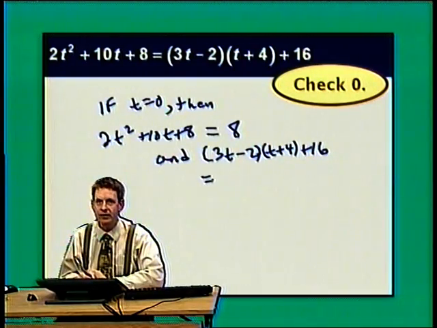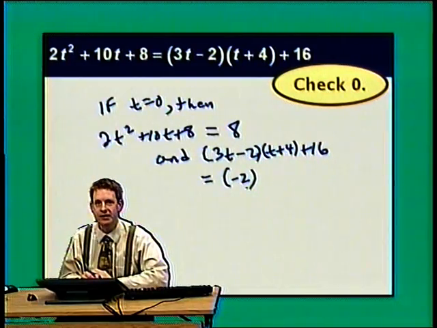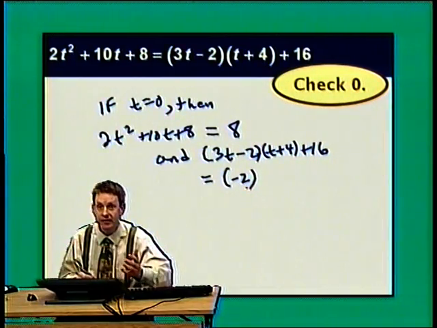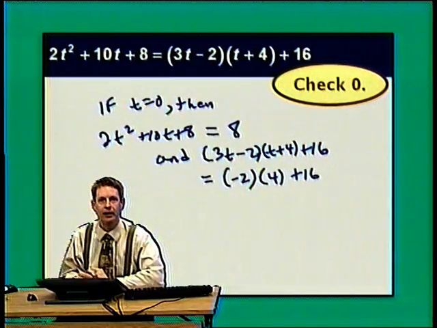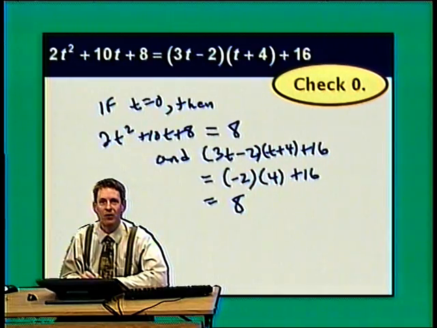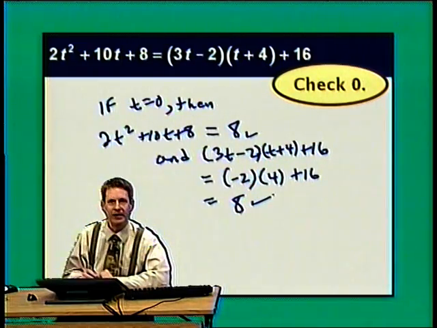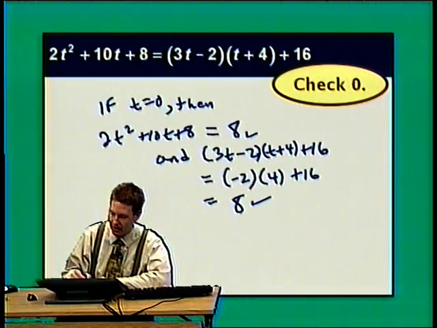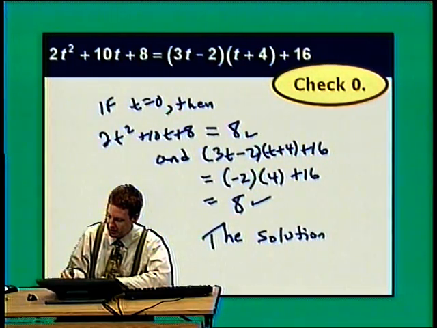Well, 3t is 0. And if you subtract 2, you get negative 2. What's t plus 4? Well, t is 0. So this is 4. We're adding 16. Negative 8 plus 16 is 8. Check it out. When t is 0, the expressions on either side of the equality sign in my original equation evaluate to the same number, that being 8. So it is true that 0 is indeed the solution to the equation.